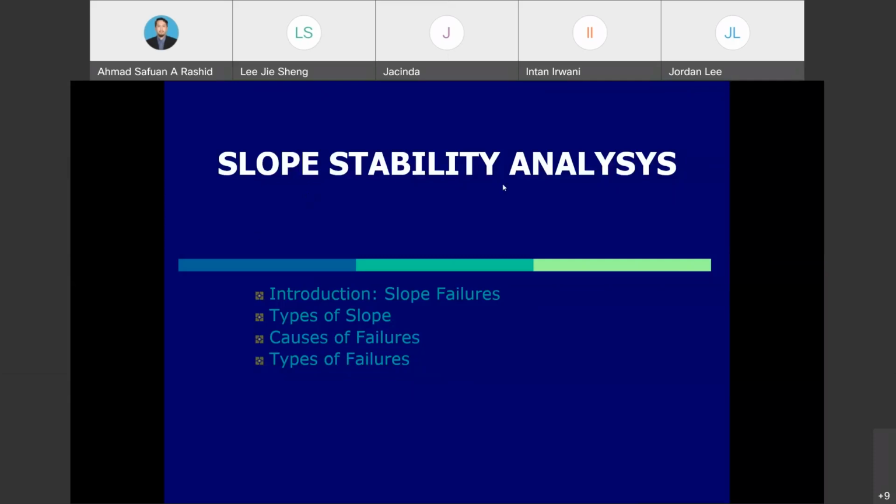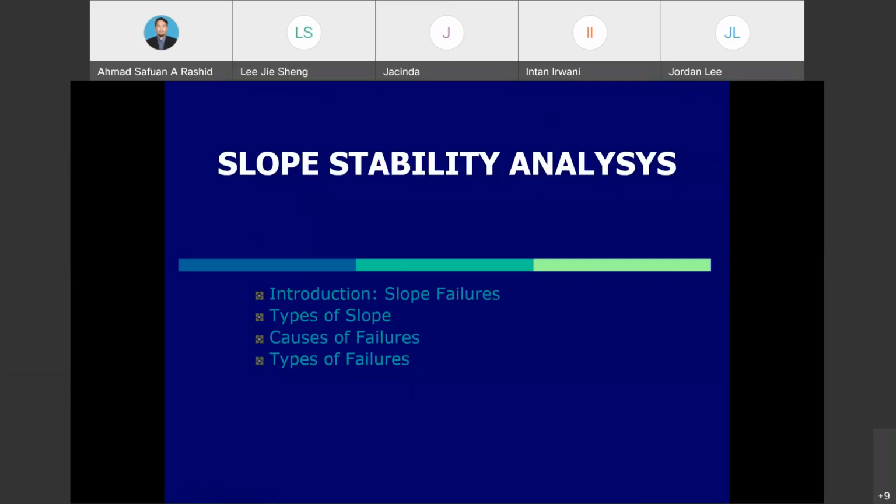Okay, for this subject, slope stability analysis, for today's lecture session, I will discuss slope failure, types of slope, causes of failure and types of failure.